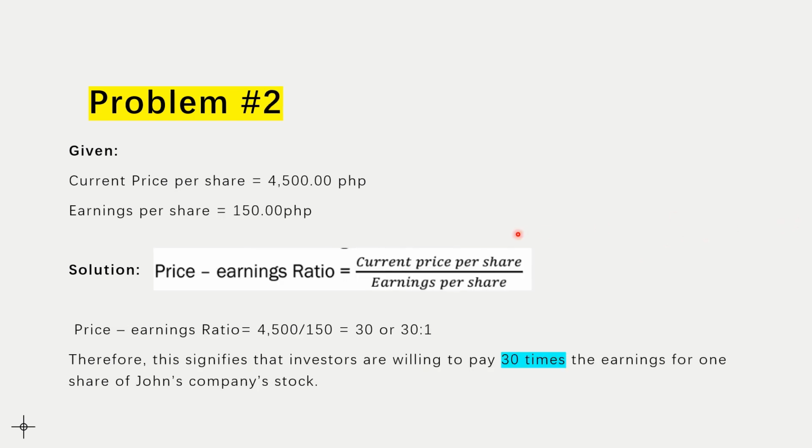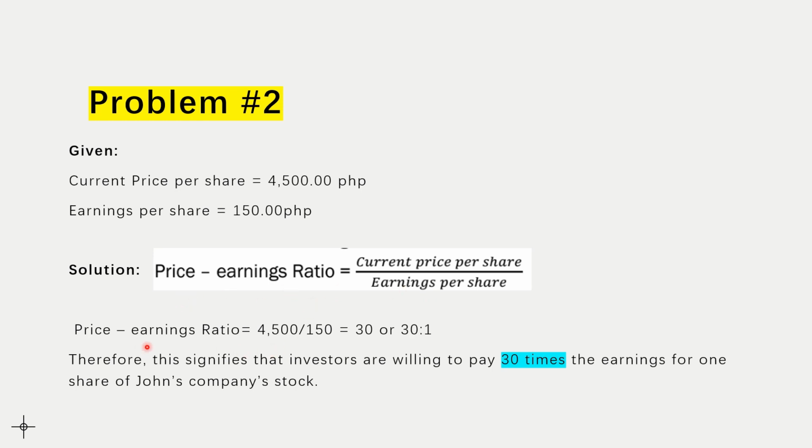For problem number 2, however, this is about our price to earnings ratio. The current price per share given for problem number 2 was 4,500 pesos, and the earnings per share is 150 pesos. Now we look at our solution. Going back to the slide, it reveals that the price to earnings ratio, similar to the name itself, is the current price per share over earnings per share. Do you see this? Price over earnings, just like price to earnings ratio.